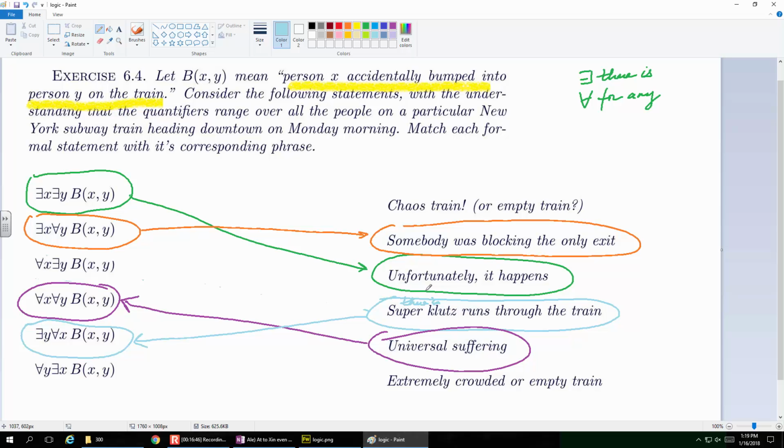I thought Y was getting bumped into by X. Yes, it says there exists a Y. So if I'm a person on the train, any person on the train has been bumped into. But X is doing the bumping, right? No, Y bumps person X. Oh, I'm sorry. Shoot, I messed it up. I thought there was an "is" here. Okay, so that changes everything.